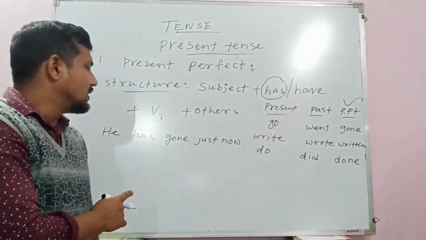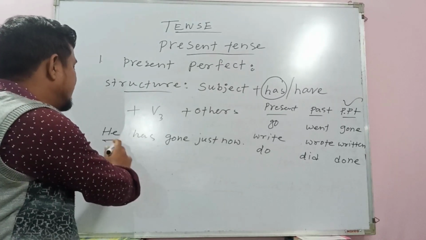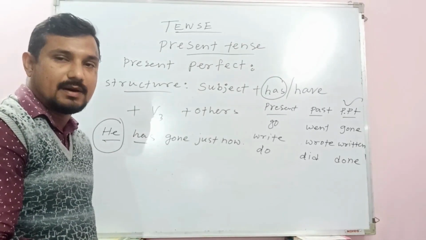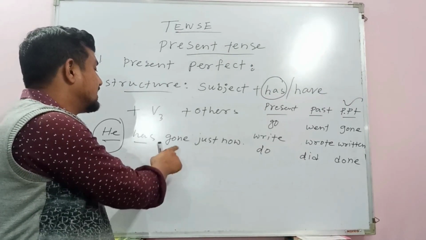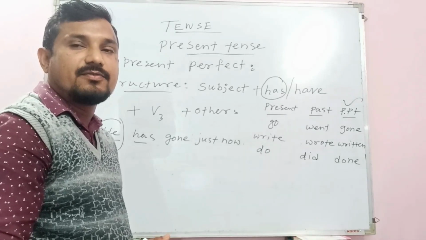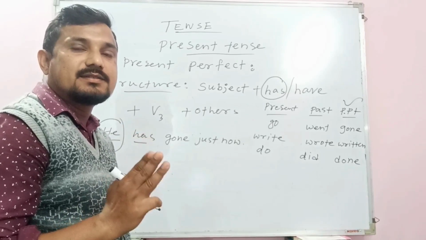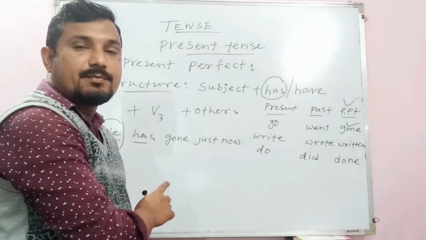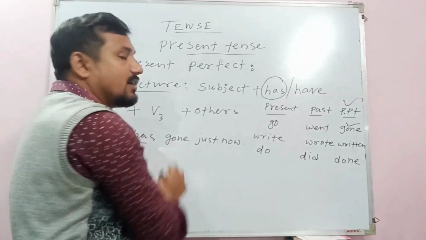He has gone just now. He is subject here. Has is used because this subject is third person and also in singular number. And after the verb has, the main verb gone is used, because the present form of gone is go. We used here the third form of the verb go, that means go, went, gone. This third form is gone. We used the third form because it is present perfect tense, so we used has and also the third form of the verb go.